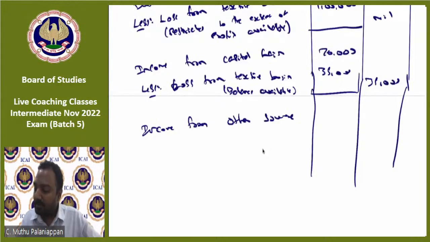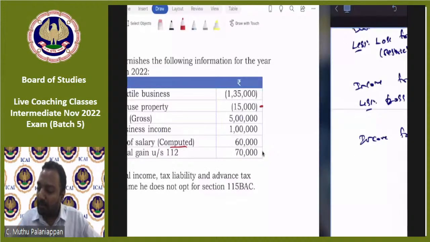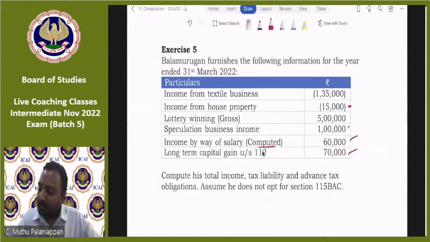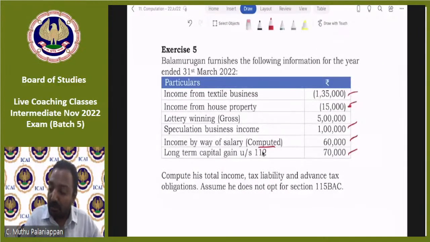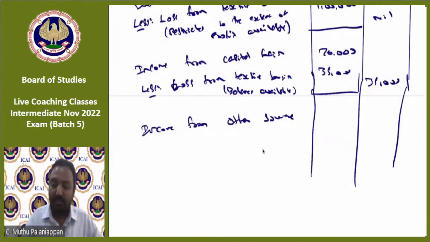What is income from other sources? You have lottery. So you have covered this. So the lottery winning, see the word gross. So we'll have to take it as it is. If it is net, we'll have to bring it to gross. 30% is the TDS rate. In case it says net, we'll have to gross it up backward at 30%.